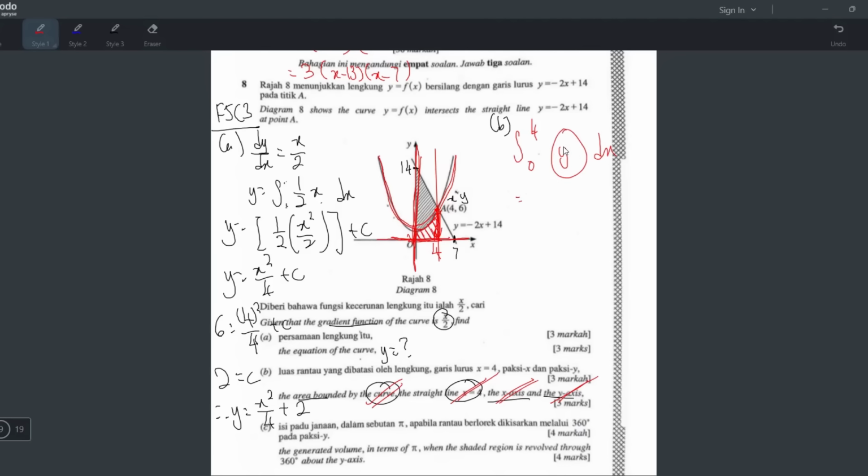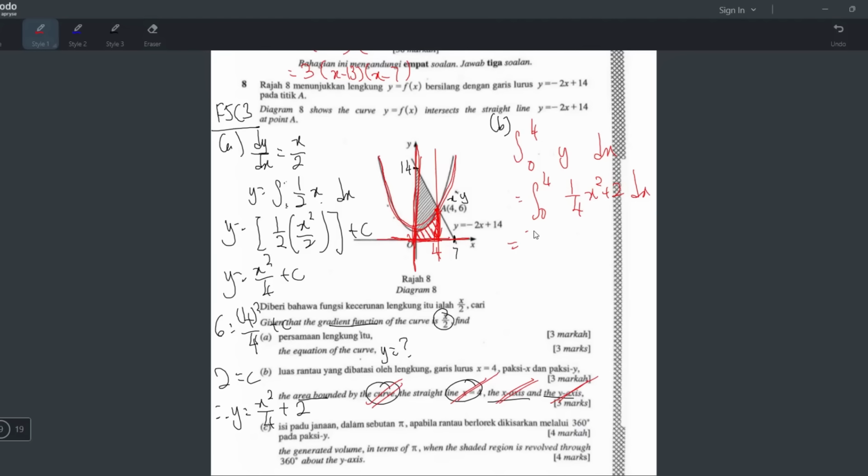And for the y here, you have to use the equation of the curve. Not negative 2x plus 14, no, it has to be the equation of the curve, which is x squared over 4 plus 2. You found it just now already. But I will write it a bit different. I'll write it 1 over 4 x squared plus 2. Because I told you, when you are doing differentiation or integration, it's very important to make sure the coefficient and the power you can see clearly. Otherwise, you might make some careless mistake if you don't separate it nicely like that.